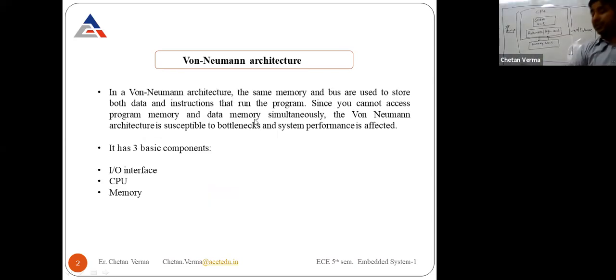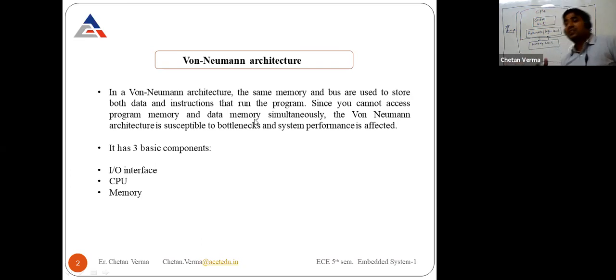In the von Neumann architecture, the same memory and buses are used to store both data and the instructions that run the program. You cannot access the program memory and the data memory simultaneously, because only a single bus is used. The von Neumann architecture is susceptible to bottlenecks, and system performance is affected.